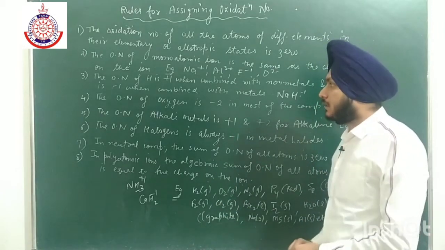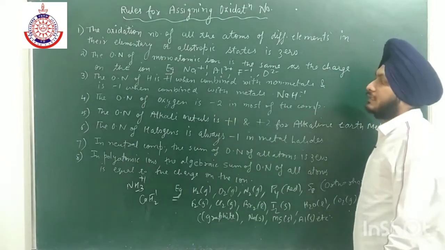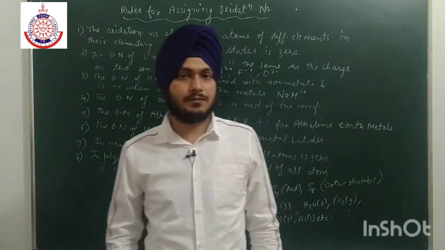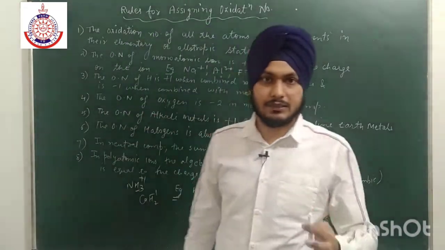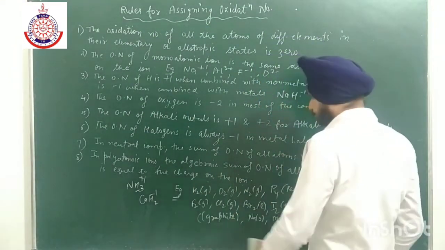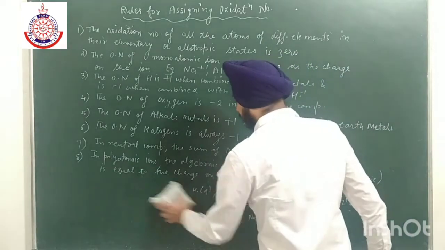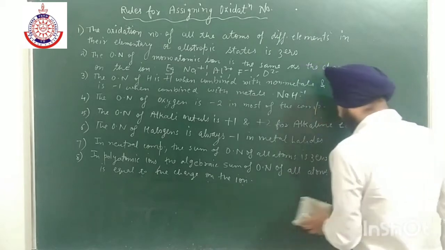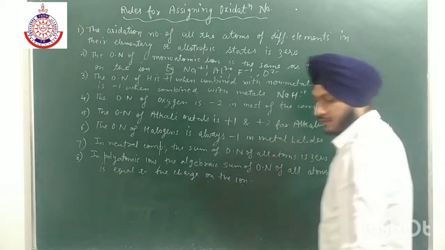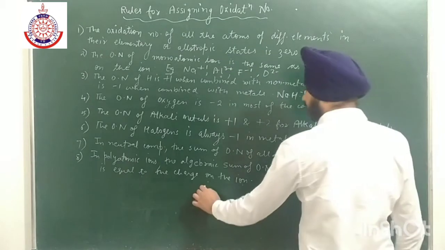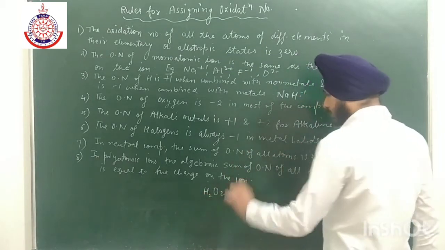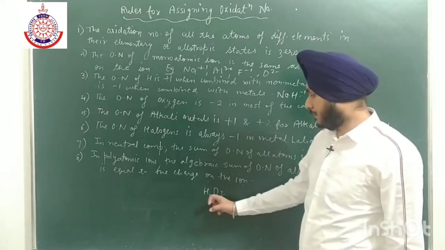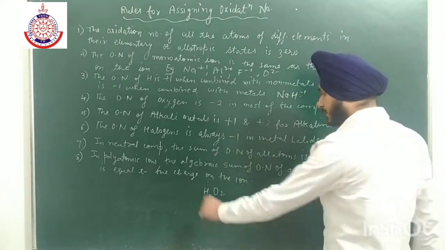Now the fourth rule is: the oxidation number of oxygen is taken to be -2 in most of the compounds. For example, in water, the oxidation number is always taken to be -2. But there is also an exception in case of hydrogen peroxide, H2O2. Now hydrogen is combined with a non-metal, so its oxidation number is +1.